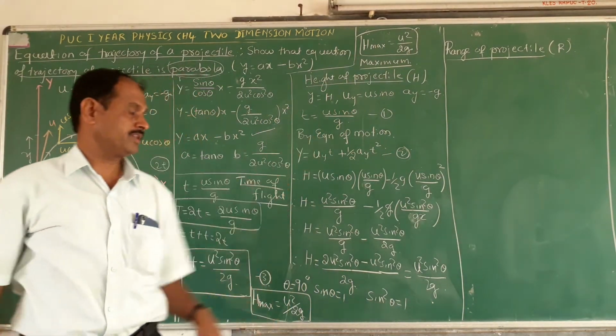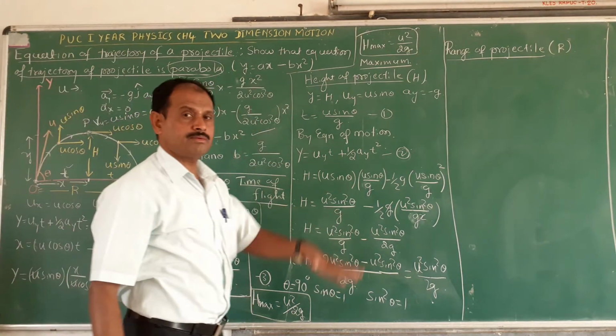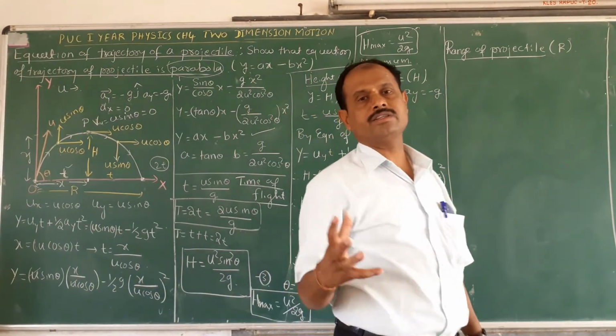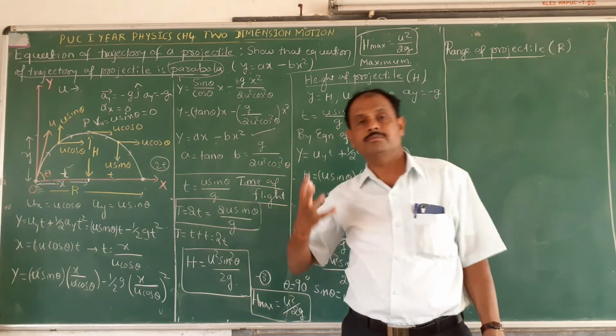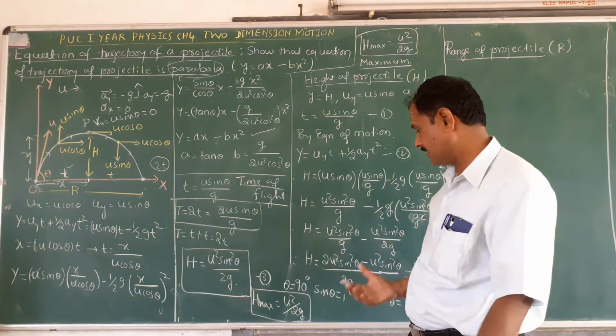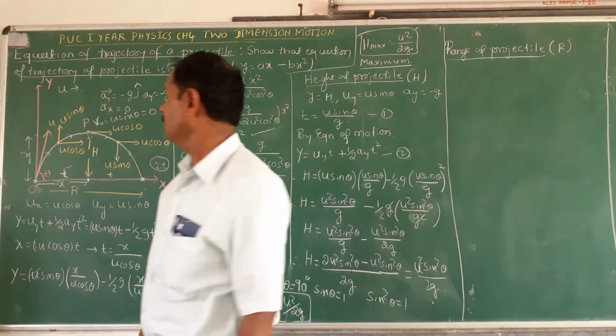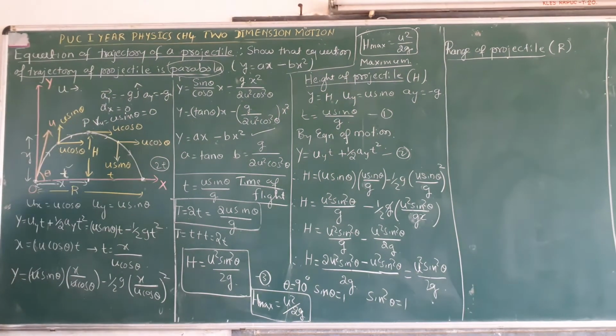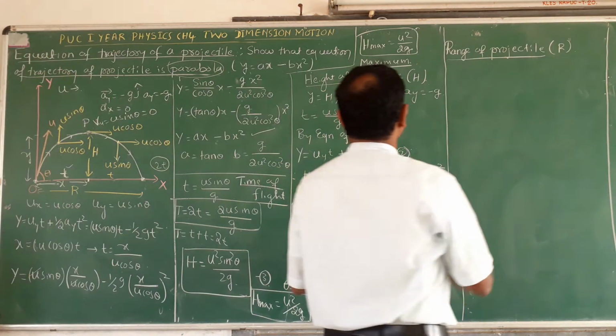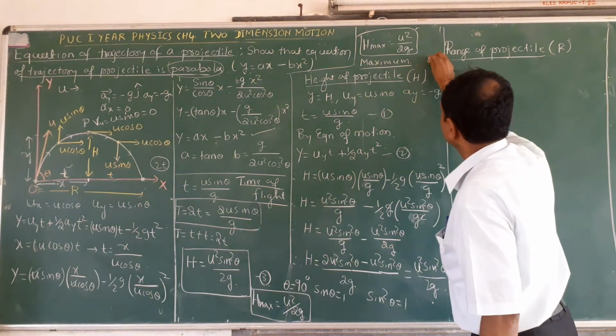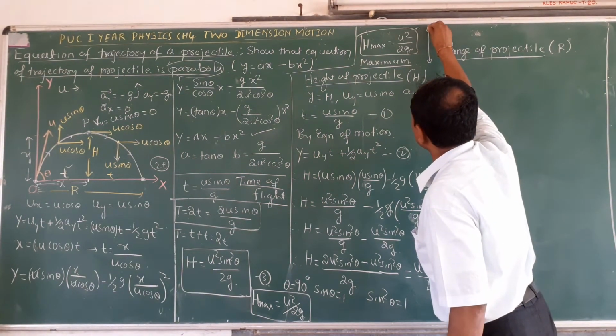Theta is equal to 90. What is the condition for the ultimate maximum height of the projectile? The condition is that the angle of projection is 90 degree. Angle of projection is 90 degree means what? The body moves vertically. Vertically means the body moves up like this and returns back like this.